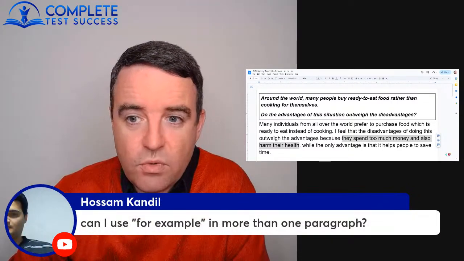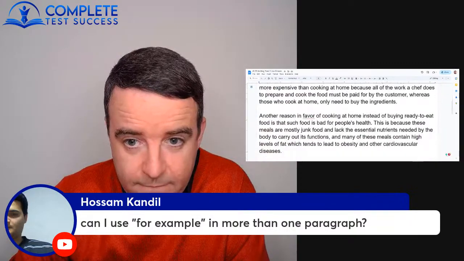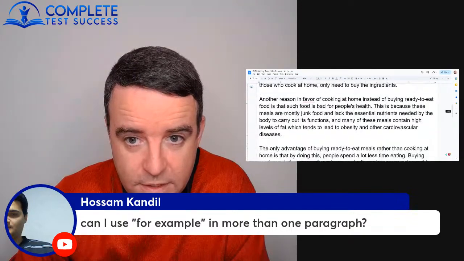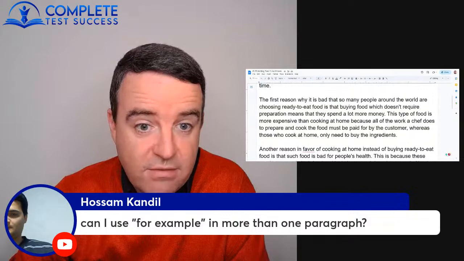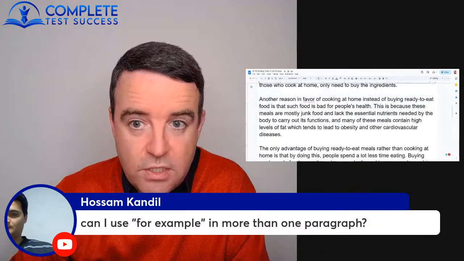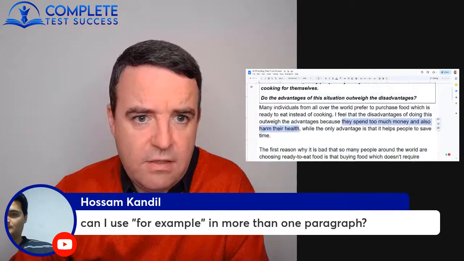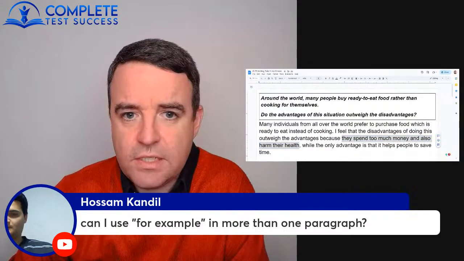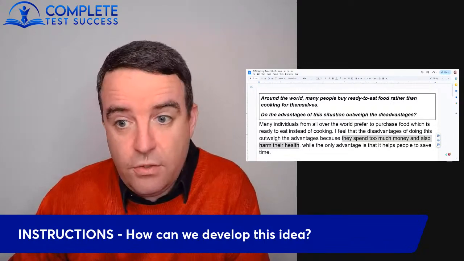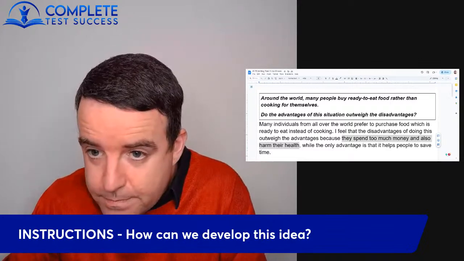Can I use for example in more than one paragraph? It's better if you don't. Did I use for example more than once? I might have. I wasn't paying attention there. Whether I have or haven't, it's better if you don't. Use for instance once, use for example another time. It doesn't seem like I have. And again, like I was saying to Mohammed, it depends on your ability. If you know another word with the same meaning, then use the other word. And if you don't know another word, then just continue to say, for example.